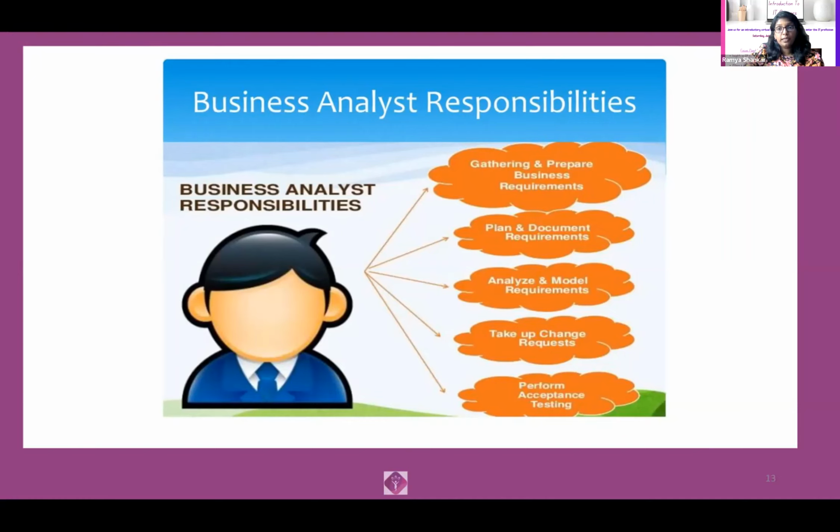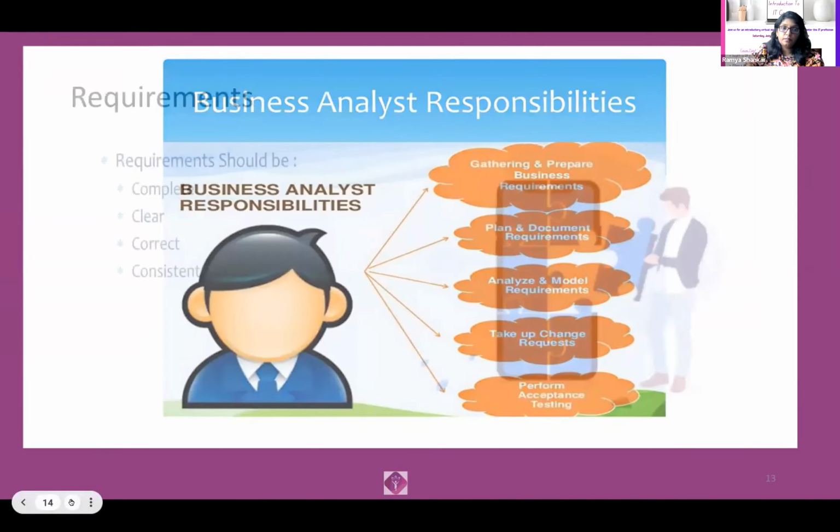When I say modeling, in very straightforward language, we convert it into some pictorial representation that the technical team can understand. In the project monitoring phase, they take up all these change requests from the quality assurance team and the software development team and take them back to the stakeholders, and help with the performance acceptance testing as well. So definitely, as you can see, they are the driving factor.